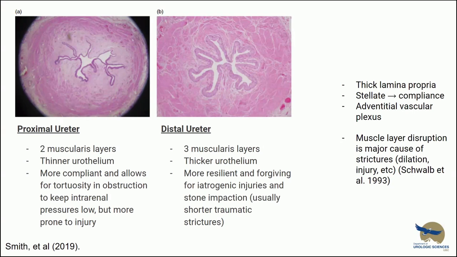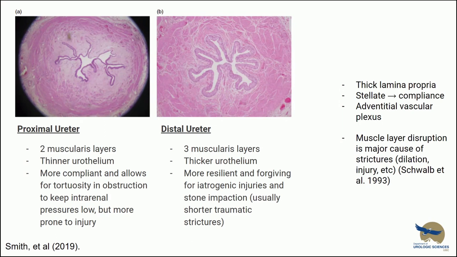Brief look at the histology here. So looking at the proximal and distal ureters, there are some differences depending on where you are along the ureter, with more of a thicker structure in the distal ureter, up to three muscular layers consisting of both longitudinal and circumferential fibers, as well as a thicker urothelium in the distal ureter compared to the proximal ureter.